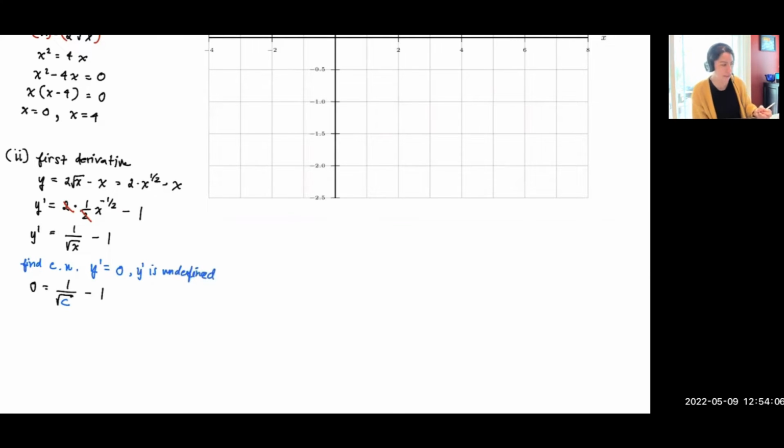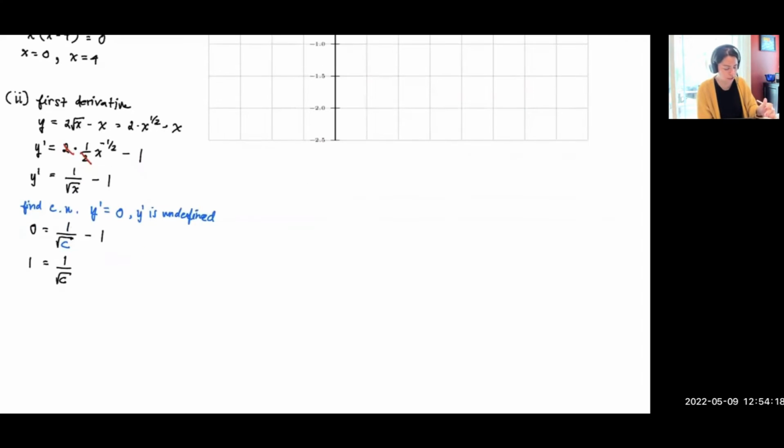So we just need to be careful of those two pieces, right? So let's go ahead and add 1 to the right, and that's going to be equal to 1 over square root c. And doing some first derivative algebra magic here of solving, I'll do a proportion, like a cross multiplication, so that I get the square root of c is equal to 1. And therefore, this implies that c is equal to 1.